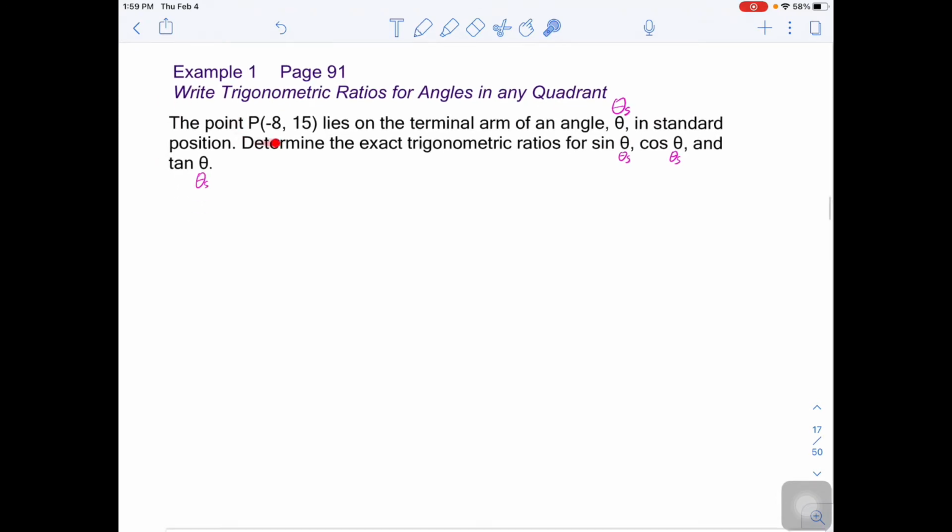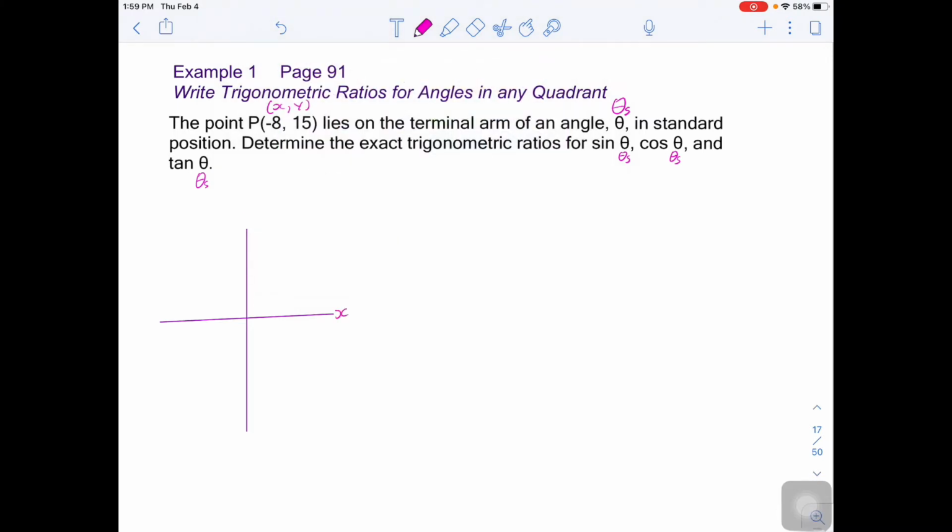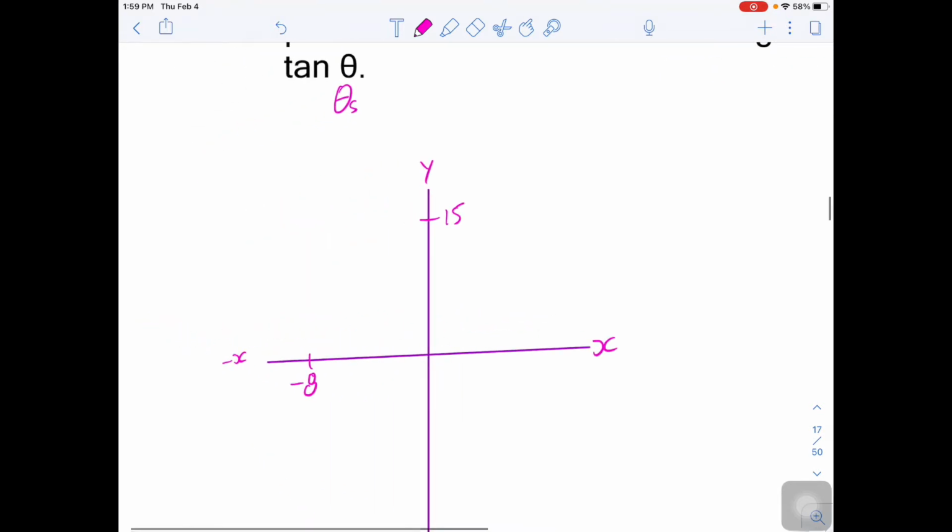Now, anytime you're given a point, so this is a coordinate point, remember, coordinate points are x and then y values. It is telling us about this coordinate point here. So I'm going to draw my Cartesian plane. And now remember, this is x and this is y. This is negative x values over here, negative y values over here. And here we are at point (-8, 15). So that's going to be found in the second quadrant. So we got -8, +15. So roughly around right here is where our point is found.